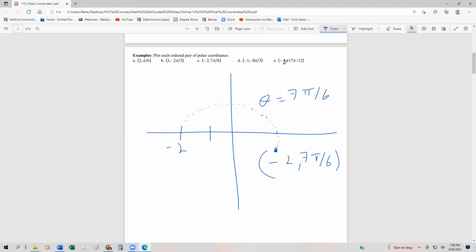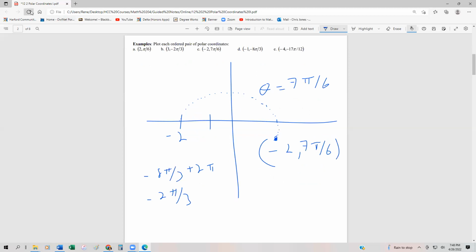Next, negative 1, negative 8 pi thirds. Now negative 8 pi thirds is bigger than 2 pi in magnitude. In fact, if we took negative 8 pi thirds and added 2 pi to it, we could find a coterminal angle, and that would be negative 2 pi thirds. But realistically, we are going to go around twice for this.